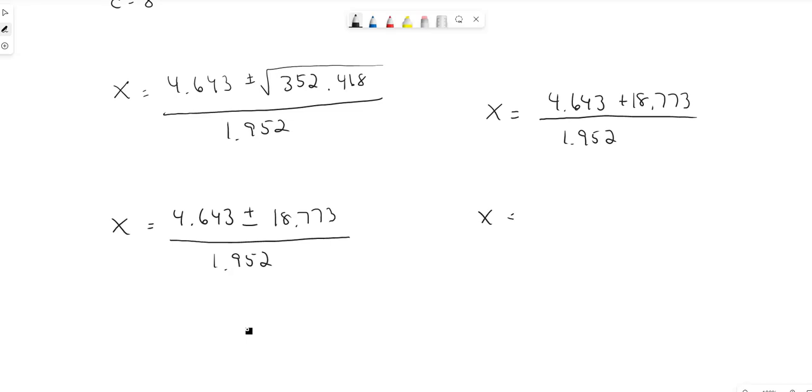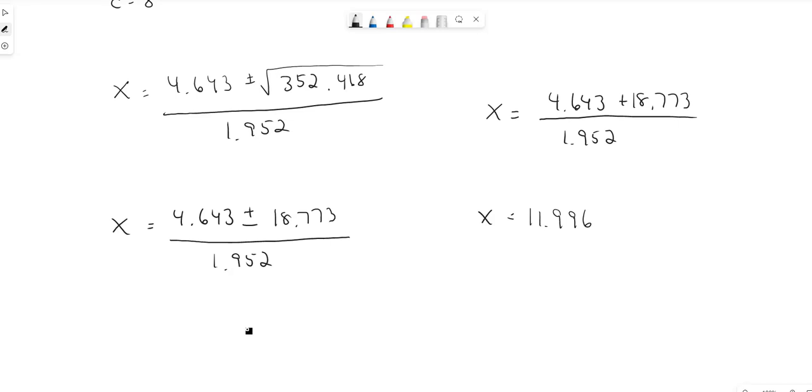I add the top first. All right, so let's be careful how we do this. 4.643 plus 18.773, and now divide it by 1.952. And I get 11.996.